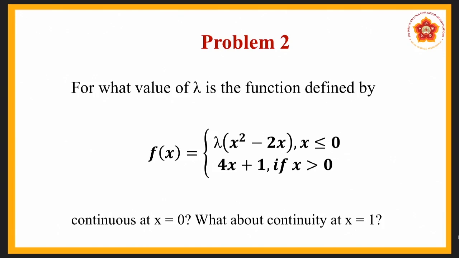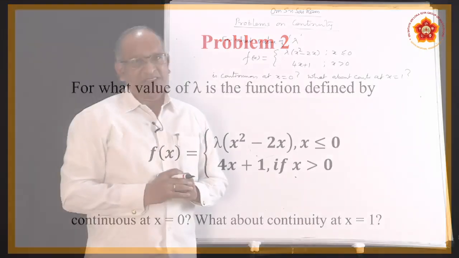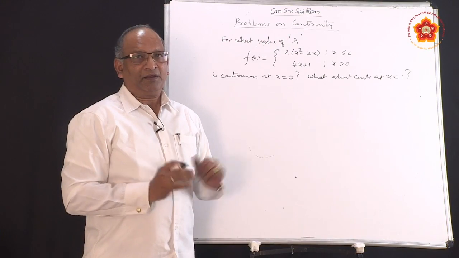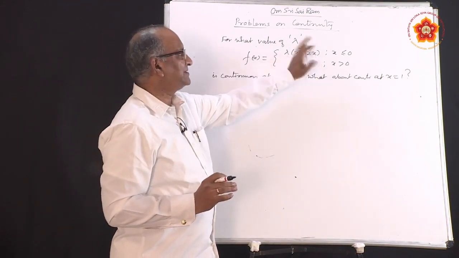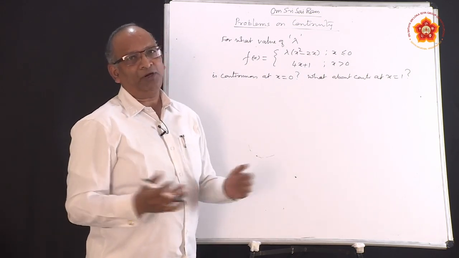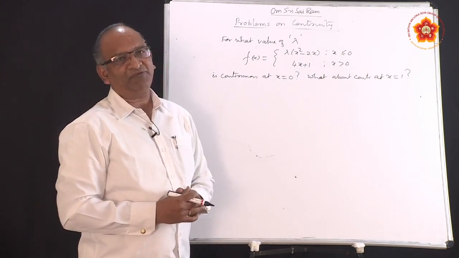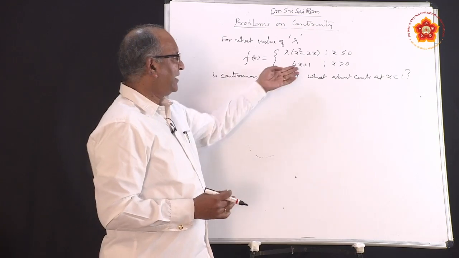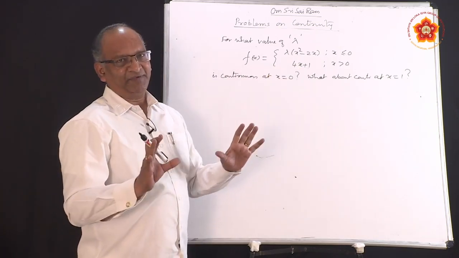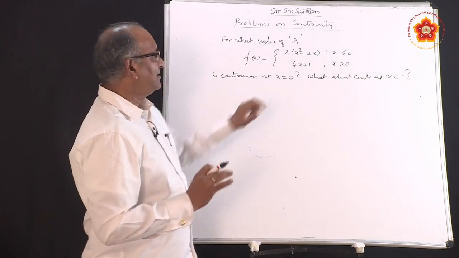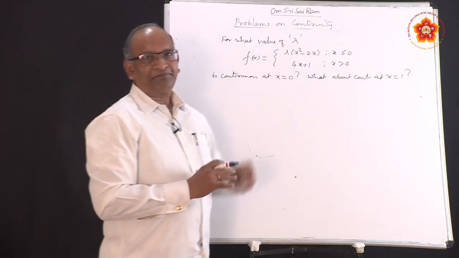So once again, we will solve this problem. You can see that the given function as such is continuous. Why? It is a polynomial function. All polynomial functions are continuous. Look at the second one, it is also a polynomial function. So as such they are continuous. We only need to check at 0.